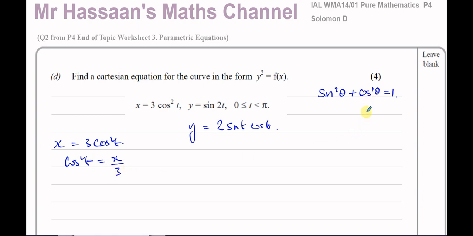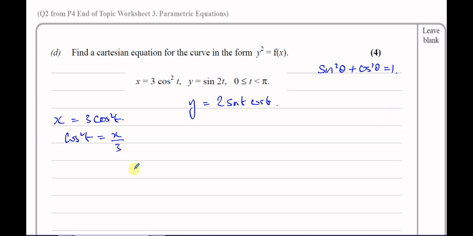So I've made that the subject. So what I can do now is replace this with x over 3 squared. Now I'm going to have to put something over here in terms of sine t. So we know that. Let me write this down here so that's clearer. So basically, I know what to put in place of that.